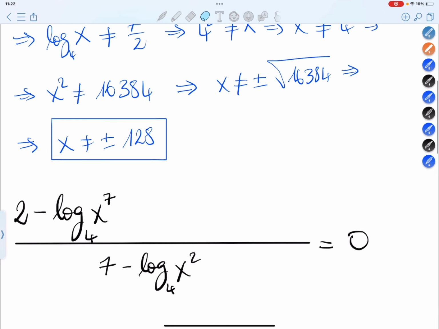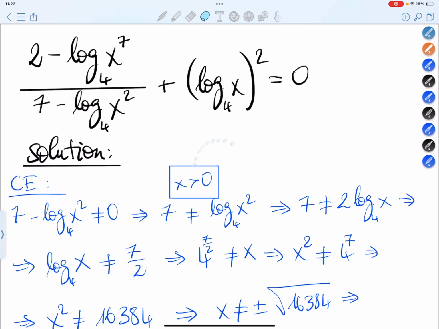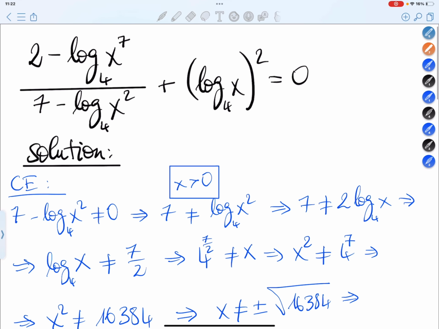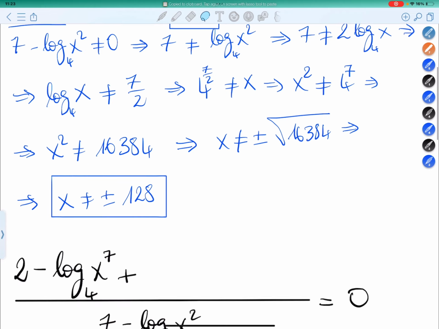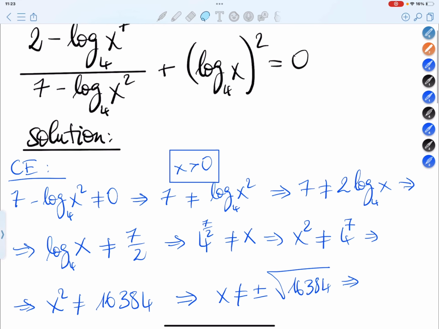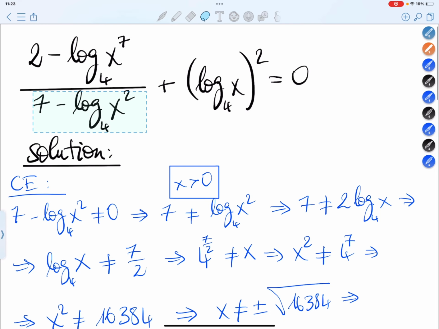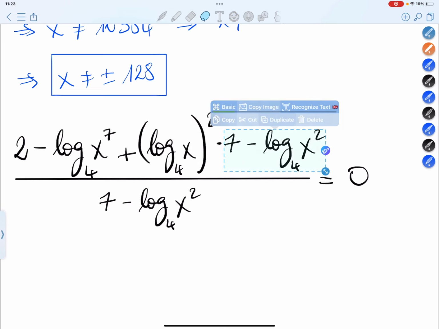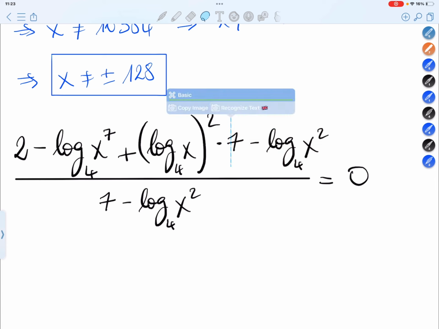Then plus, we're gonna take this one here and we multiply it by this, right? So let's copy this, plus this times the denominator. Times this. Alright, and all equals 0.